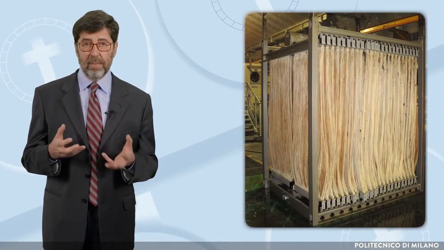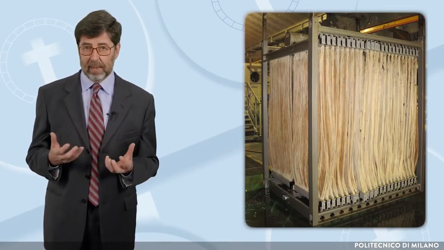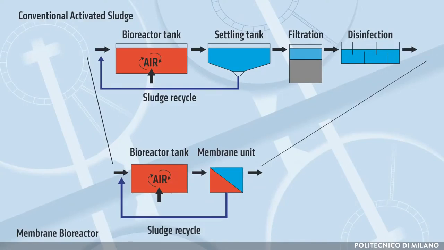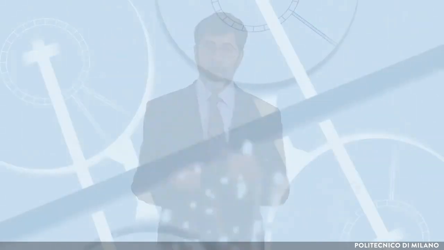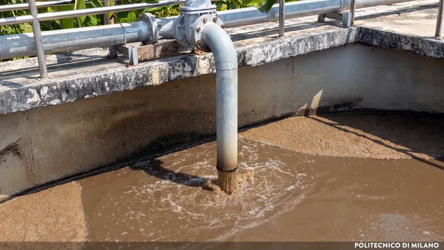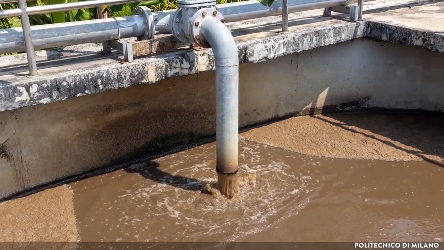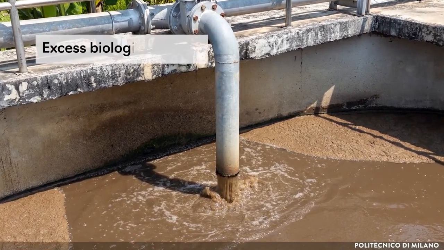Since a couple of decades ago, micro and ultrafiltration membranes have been installed in many plants. The combination of activated sludge process and membranes is called membrane bioreactor, MBR. This combination provides a far more efficient solid-liquid separation. If solid-liquid separation is performed through settling tanks, filtration and disinfection are often required to meet stringent quality standards. In both cases, sludge is recycled back to the biological reactor, while a fraction is discharged as excess biological sludge.